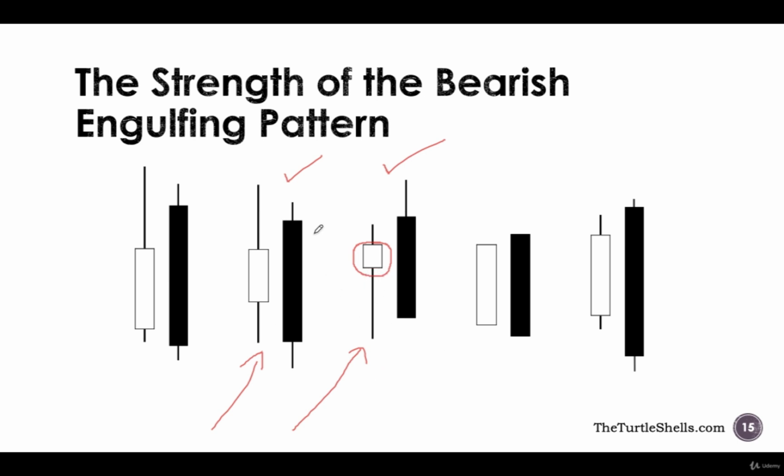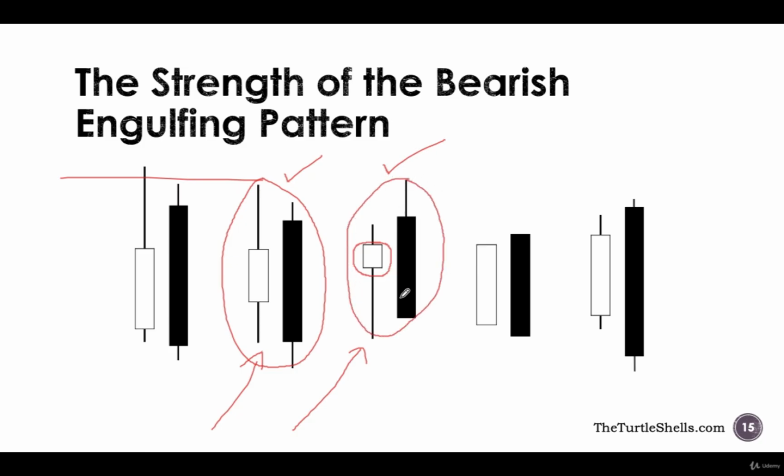But wait, what if this pattern is confirming prior resistance? And what if this candle is not confirming prior resistance? Let's say this candle is more powerful than this, but what if it is not confirming any prior resistance? In that case, I would go with this kind of pattern. So for the strength of the bearish engulfing pattern, there is a condition to this.